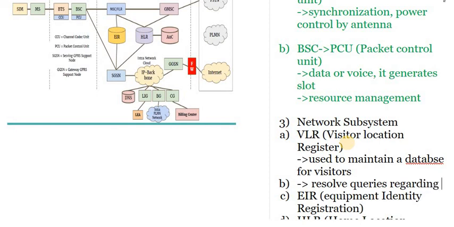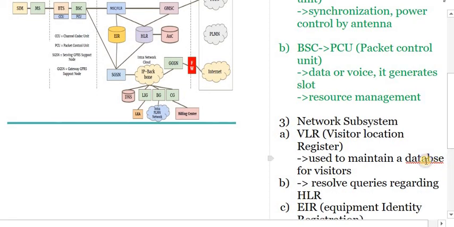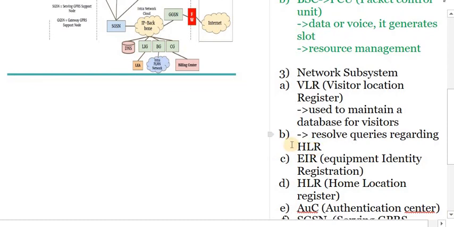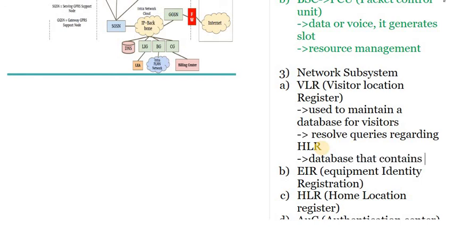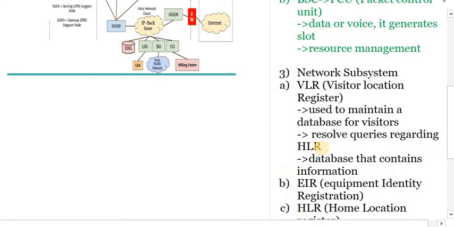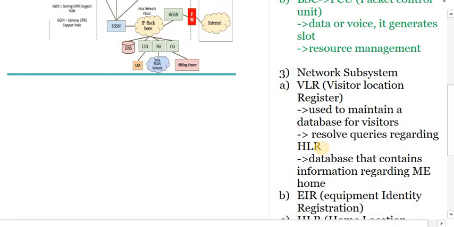regarding HLR. So what is HLR? HLR is the home location register, and as the name indicates, it is used to provide the database of the home location, a database that contains information regarding mobile equipment, home, registration, location.